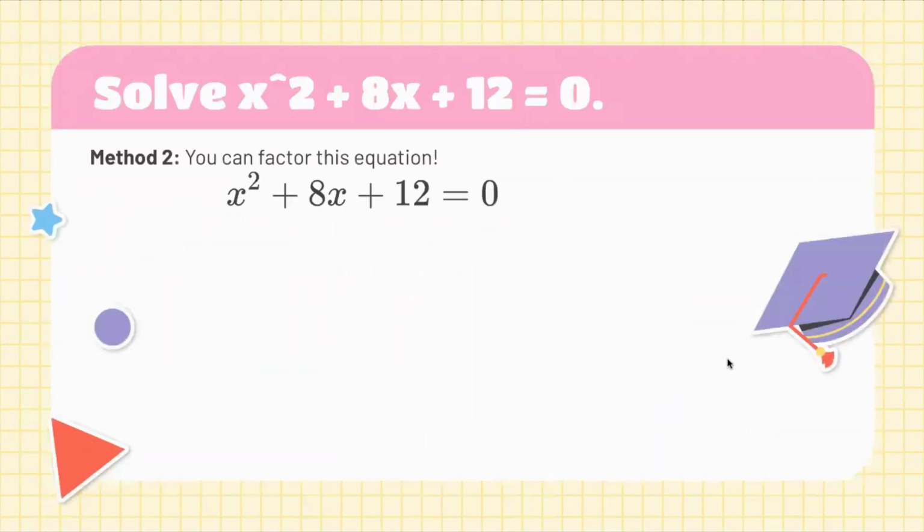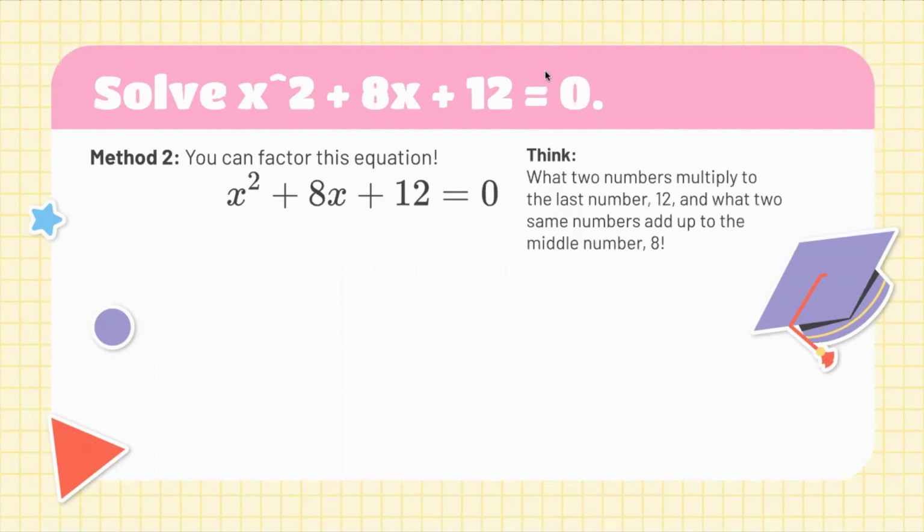We're going to look at the exact same problem, except we're going to use a different method. In this case, our equation is actually easily factorable. So we want to think what two numbers multiply to the last number 12, and what two of those same numbers add up to the middle term 8. So if I'm thinking of factors of 12, I have 1 and 12, I have 2 and 6, I have 3 and 4. Looking at these factors, 2 and 6 would add up to 8, so I'll go ahead and use those two.